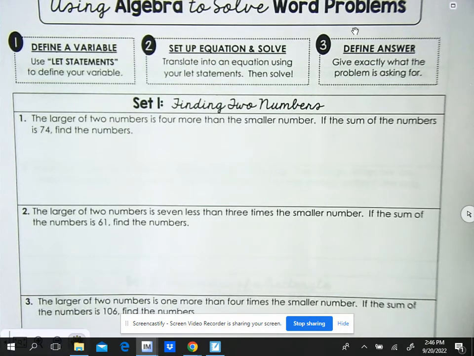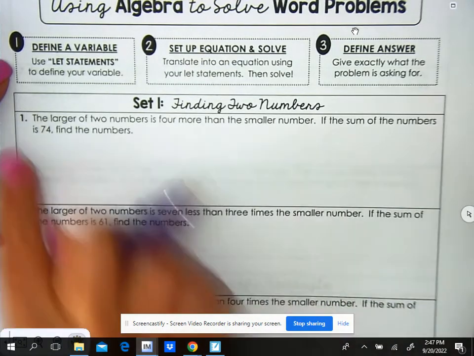Okay. Once we start the process, there are 3 sections. The first one is finding 2 numbers, one larger, one smaller. The second one is perimeter problems, and the third one is consecutive integers. We treated them all separately in class, but this is one video combining them all together for you to watch at home. All right, so we're going to start off by defining our variables.